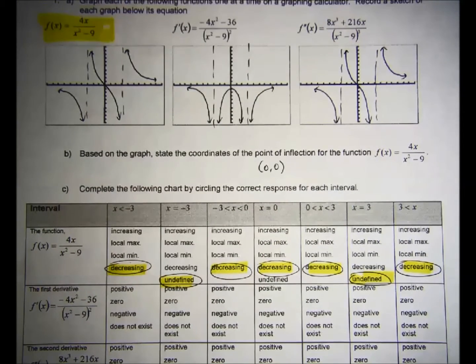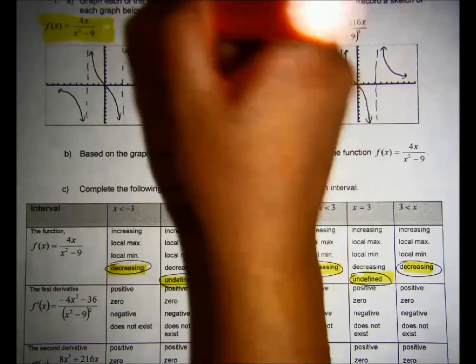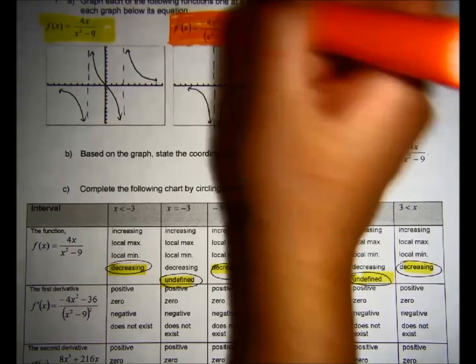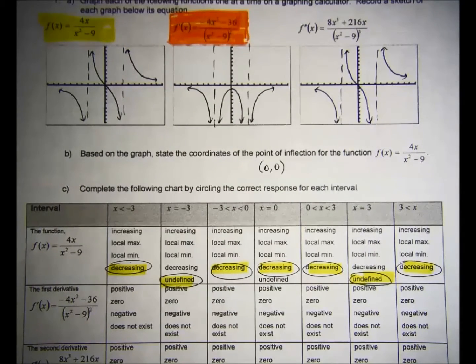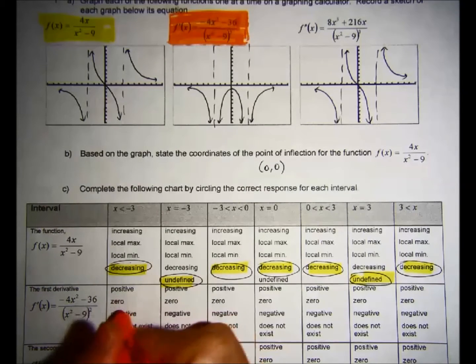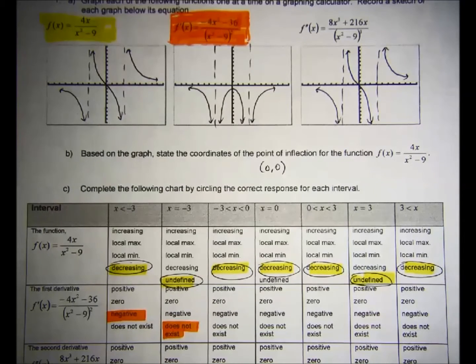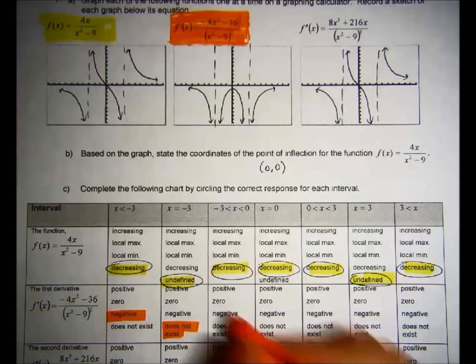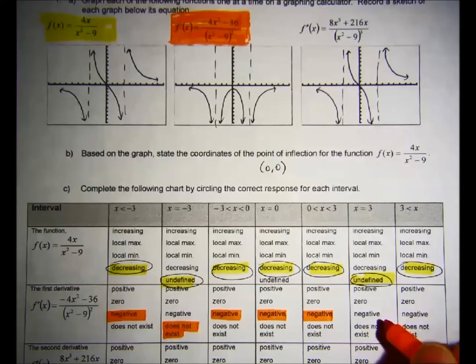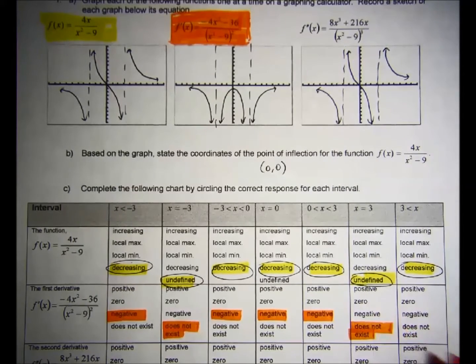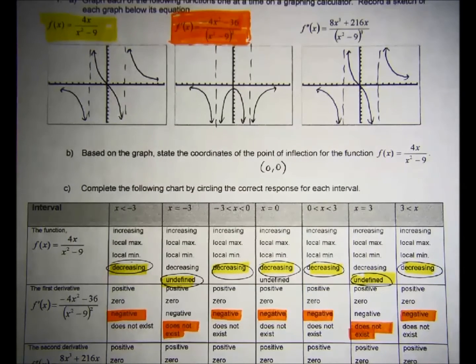Okay. So we can see that the graph of the first derivative shows us that when x is less than -3, the derivative is negative. At -3, the derivative does not exist. We have a vertical asymptote. Okay, from -3 all the way to x equals 3, the derivative is negative. At x equals 3, again, the derivative does not exist. And then when x is greater than 3, the derivative is still negative.